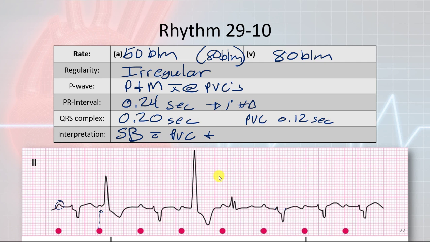and here's where it gets weird. This right here is a PVC. The book I got this out of said that is also a PVC. So what happens when you have two PVCs in a row? You have a couplet. Are those PVCs the same morphology? Not even a little bit. So you would call this a multifocal couplet.